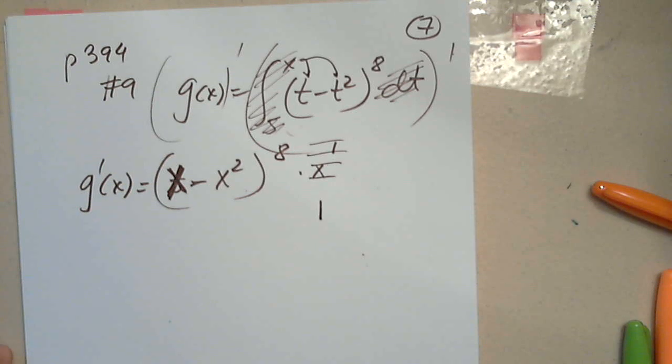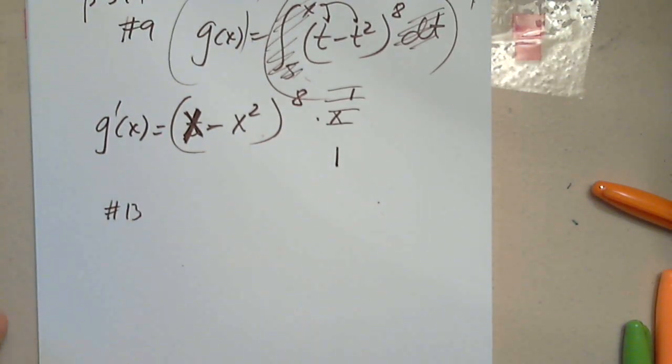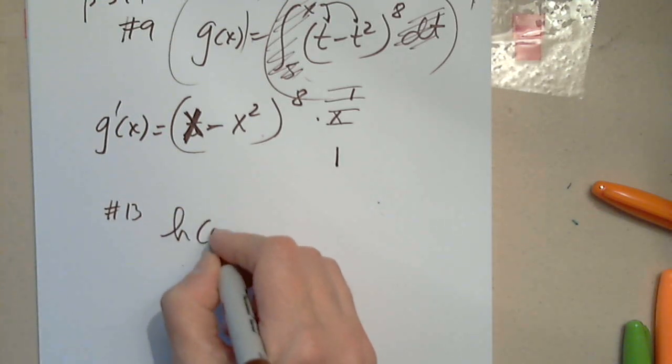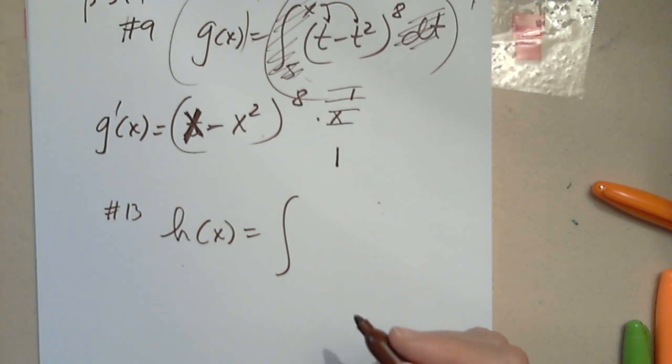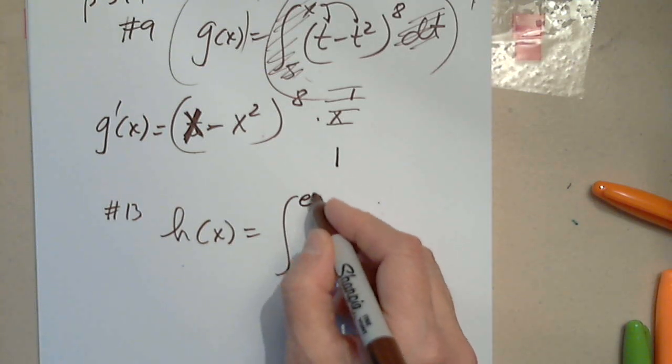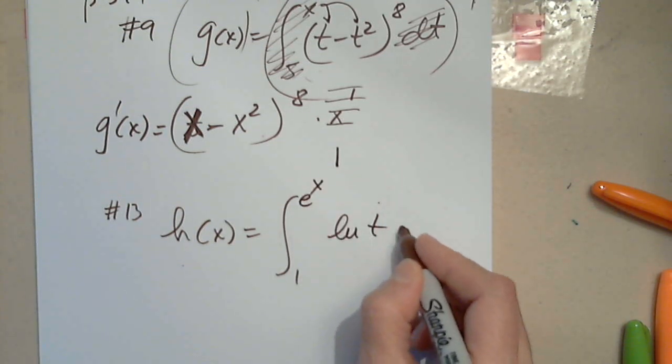Let's look at 13. So you'll see what happens when the upper limit is a function of x, not just plain x. So this is a function of x, the integral from 1 to e to the x of natural log t dt.